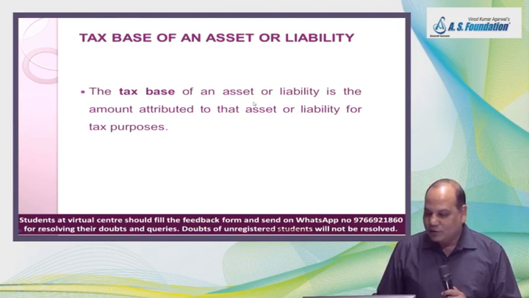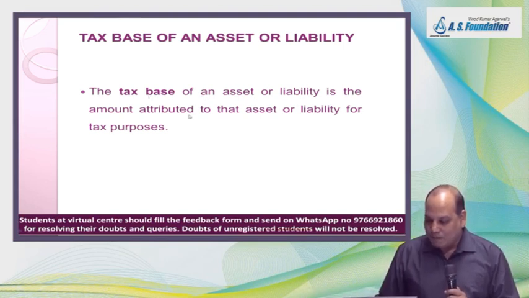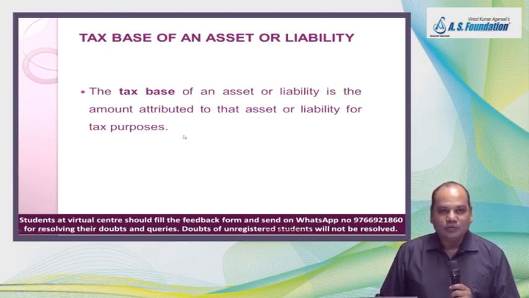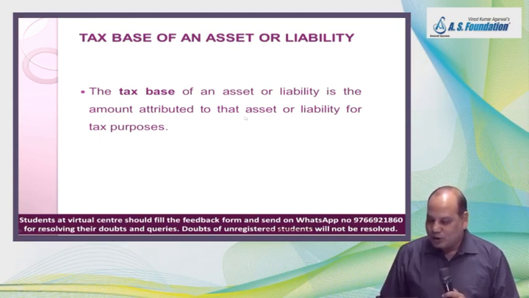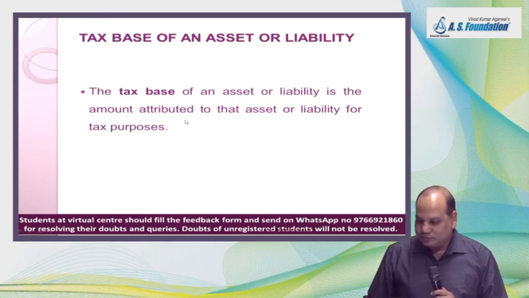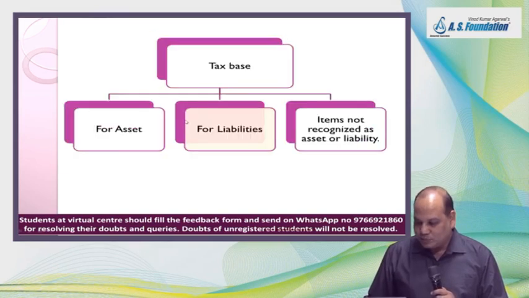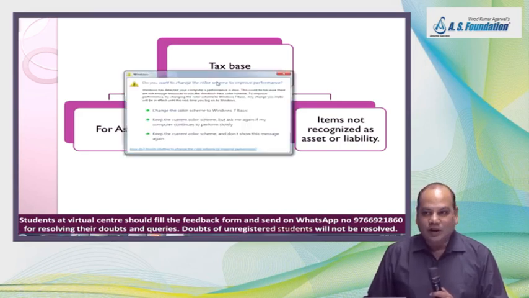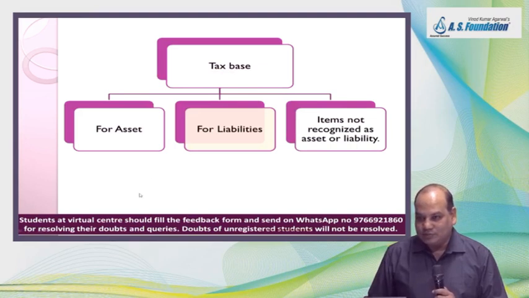Tax base of an asset or liability is the amount attributable to that asset or liability for tax purposes. That is, how much amount you will attribute for tax purposes. But more important is how you compute it. This standard has defined tax base for asset and liability, which means it has not defined the tax base for equity items. Okay, so that we'll discuss at the end.